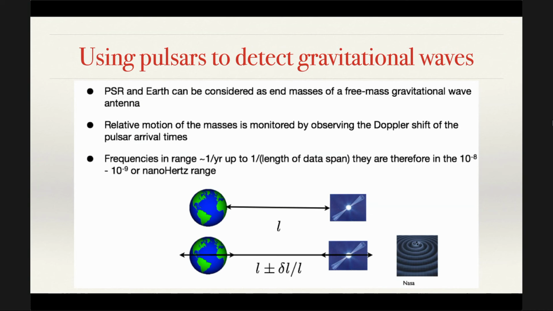So what happens is that we can use the arrival time of the pulsars on the Earth to measure apparent changes in the distance between the Earth and the pulsar due to the presence of the gravitational wave. And we probe frequencies in the range of 10 to the minus 8 to 10 to the minus 9, or sometimes we call these nanohertz. And so we're very sensitive to the orbital periods of two black holes in the early universe.